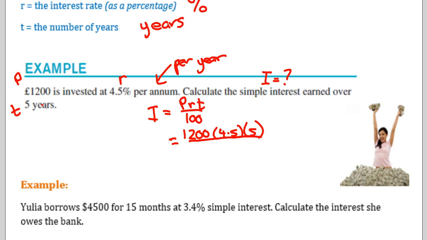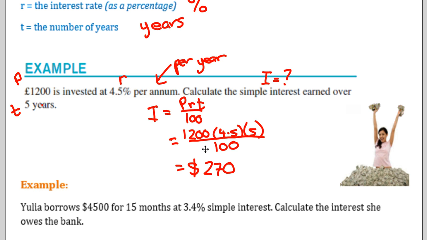Over 100, and just put it in the calculator. Remember, interest is an amount in dollars. It does say pounds in the question, but again, we're in Bermuda, so let's use dollars. 1,200 times 4.5 times 5 equals, then don't forget to divide by 100. Sometimes people forget to do that. You'll get $270. So what on earth does this mean in the real world?